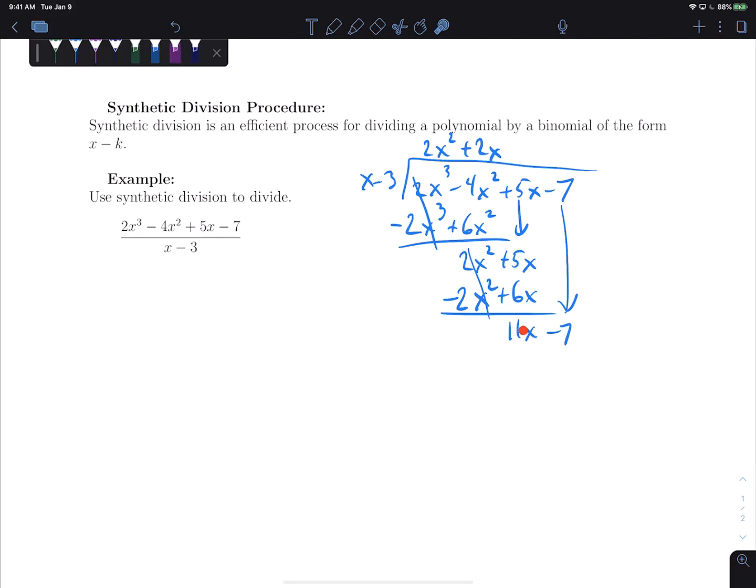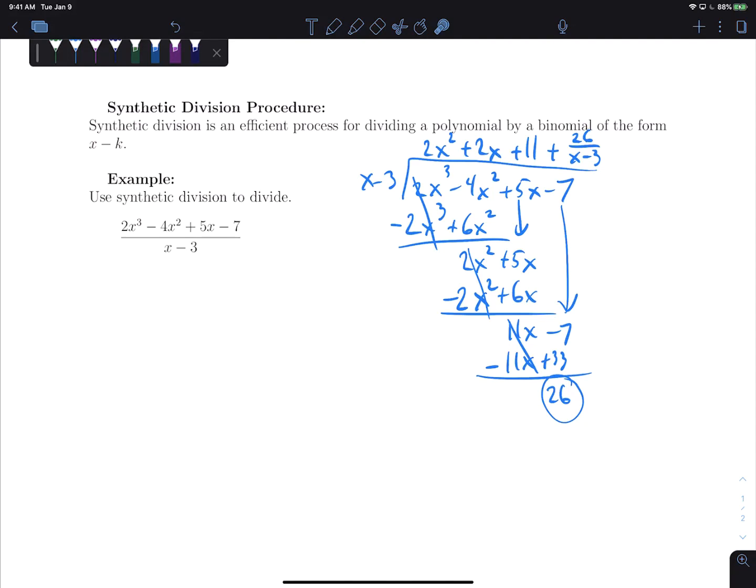So x times what gives us 11? Well, 11 times x is 11x. 11 times negative 3 is negative 33. Change both signs, add them together, and there you go. And this is the remainder, so we would say plus the remainder divided by the divisor of x minus 3. So 2x cubed minus 4x squared plus 5x minus 7 all over x minus 3 is 2x squared plus 2x plus 11 plus 26 all over x minus 3.